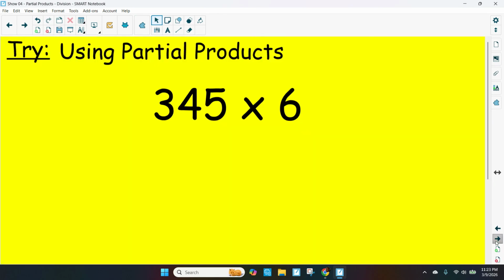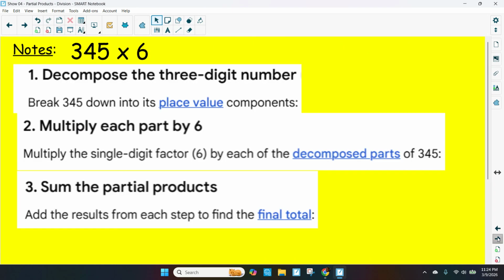All right, let's get going. So we're using partial products. That's the name of the game. And when I think about it, it reminds me so much of the distributive property, and I might even make a mention of that as we go on. So, we want to multiply 345 times 6. All right, that's a pretty big number.